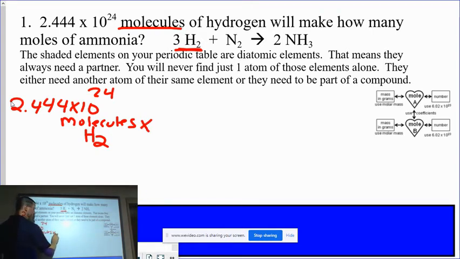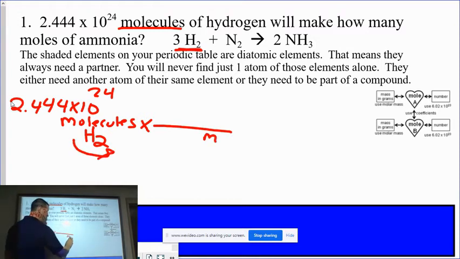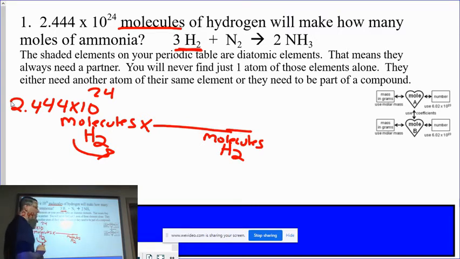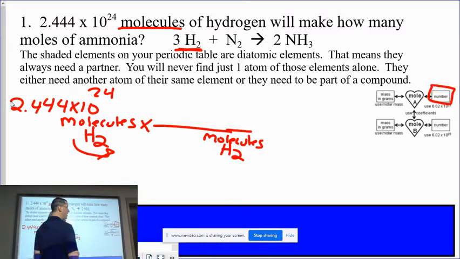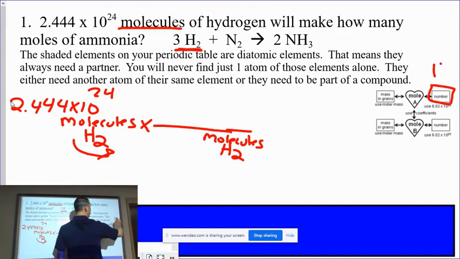I put a multiplication sign, a division bar. Whatever this label is right here goes on the bottom of the next step. So this is molecules of H2. That's the bare bones basics that you should have done to start the problem. So in this problem, we're starting over on molecule island. That's molecules of H2. And the only place we can go is to moles of H2.